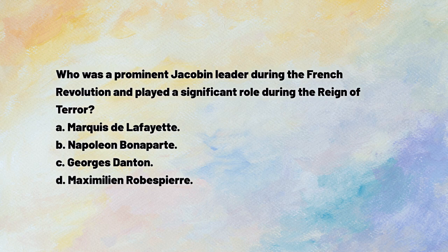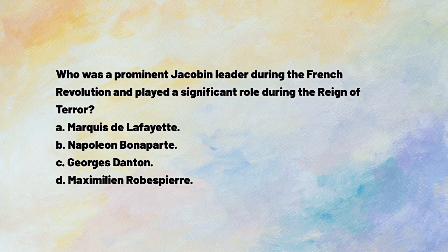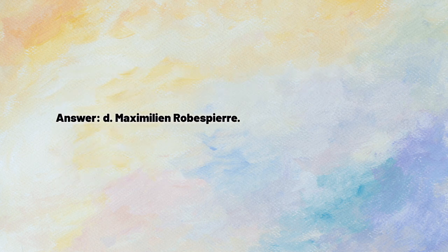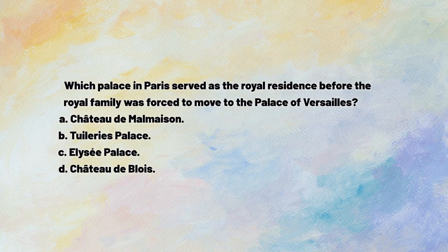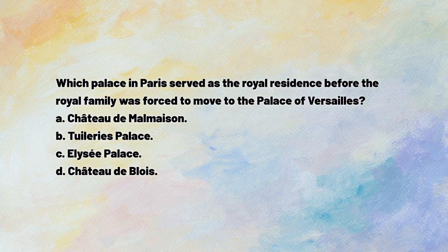Who was a prominent Jacobin leader during the French Revolution and played a significant role during the Reign of Terror? A. Marquis de Lafayette. B. Napoleon Bonaparte. C. Georges Danton. D. Maximilien Robespierre. Answer D. Maximilien Robespierre.